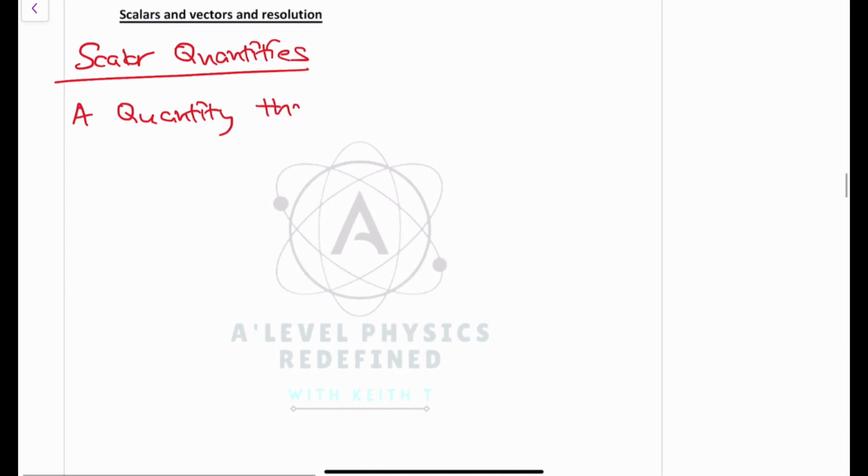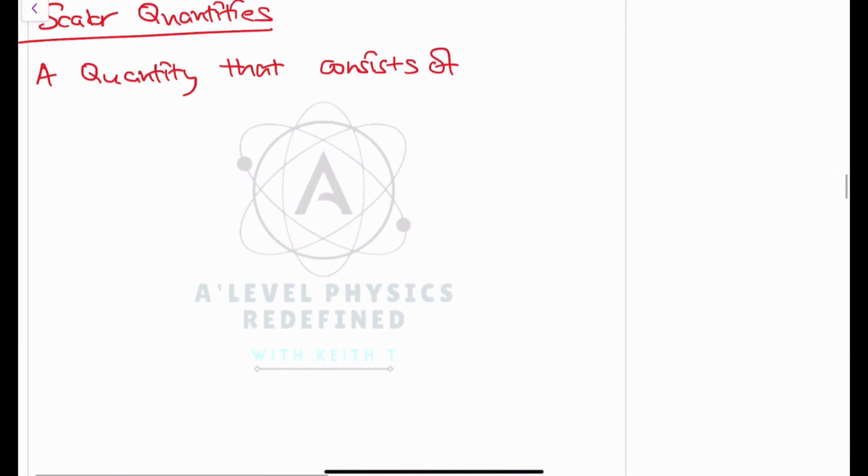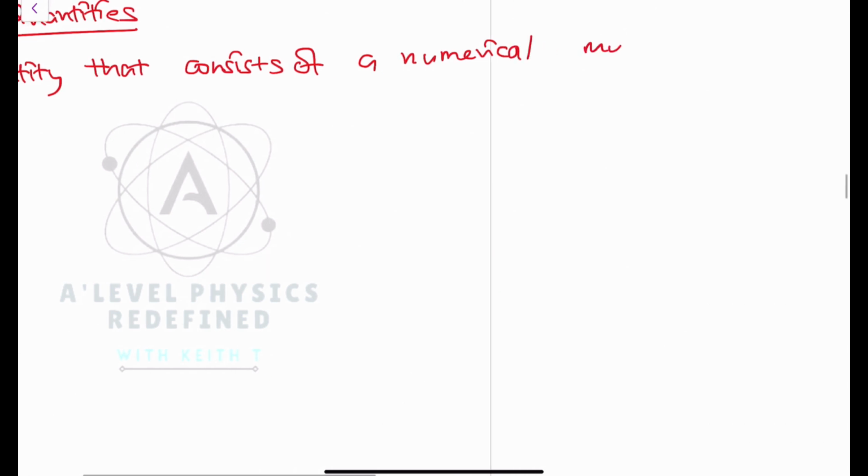So the first one that I would really like to talk of is scalar quantities. Scalar quantities basically refers to a quantity that consists of a numerical magnitude only. So it's a numerical magnitude only.